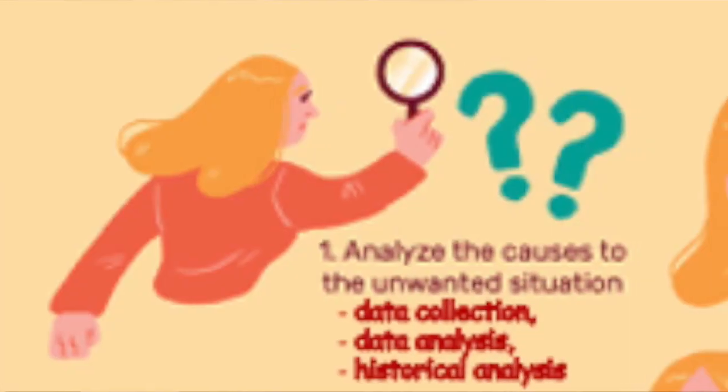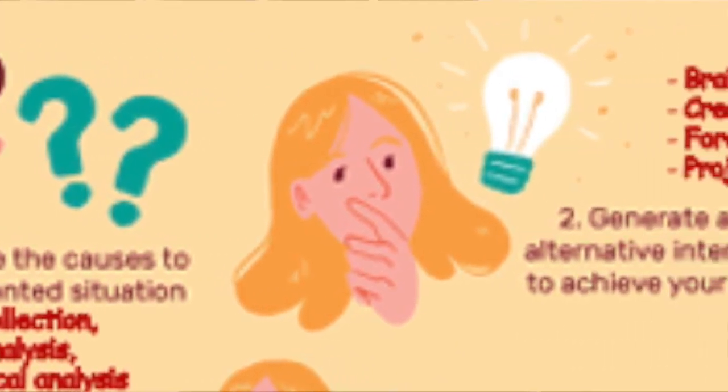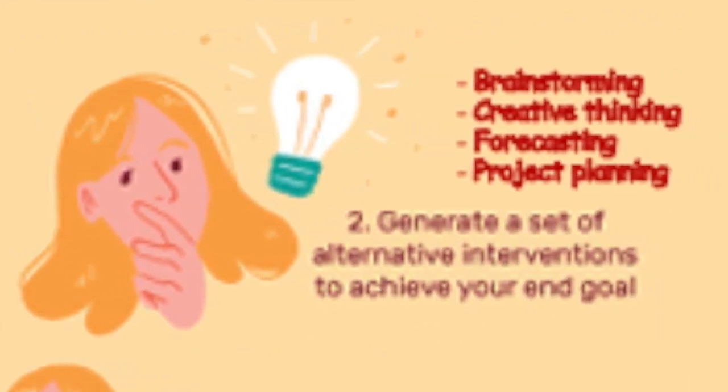Okay, the second one is that when you have identified the issues, then only you can generate multiple alternatives of solution. So how do you do this? You can do brainstorming. You can use the Ishikawa or fishbone diagram to identify the potential problem solving strategy. Okay, you can proceed with creative thinking, you can forecast, you can start planning for your project.